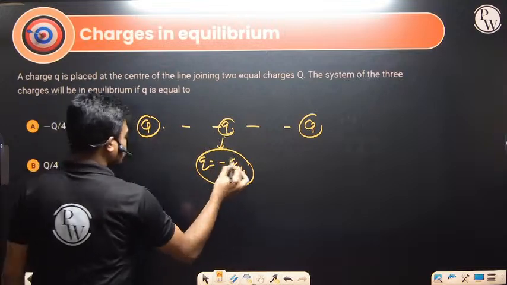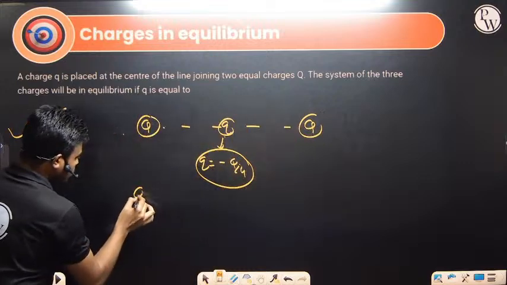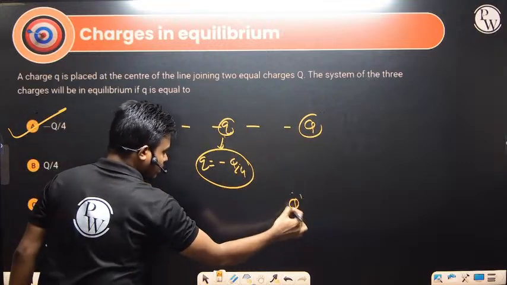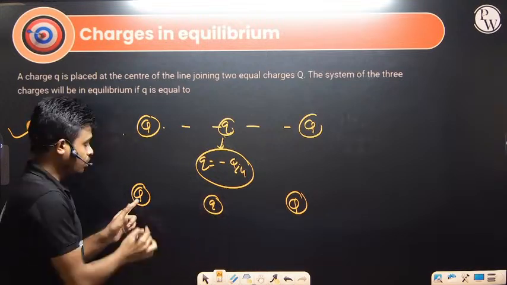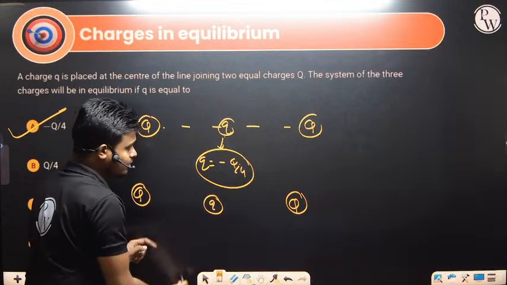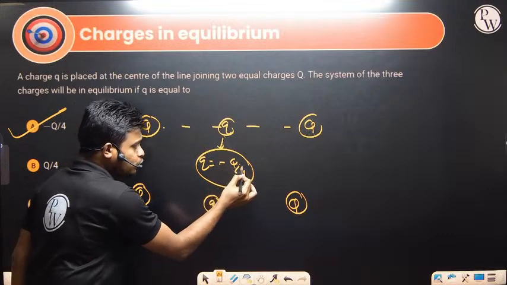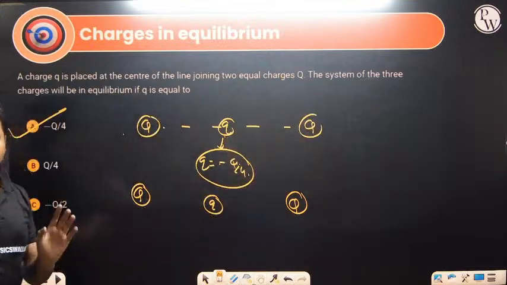So in this case, Q equals minus Q by 4, what will happen? All three charges are in equilibrium. If I keep a random charge at the center, then that will also be in equilibrium, but not these two charges. But if I keep the center charge equal to minus Q by 4, then this charge as well as this charge will be in equilibrium. I hope this is clear to everyone.